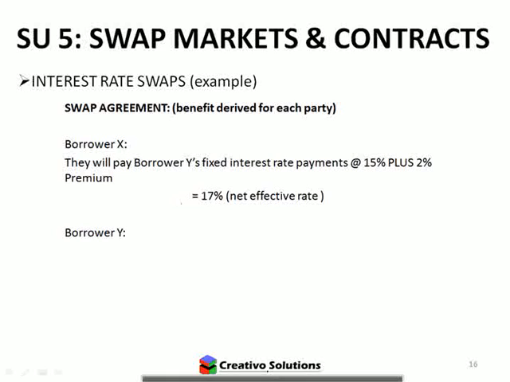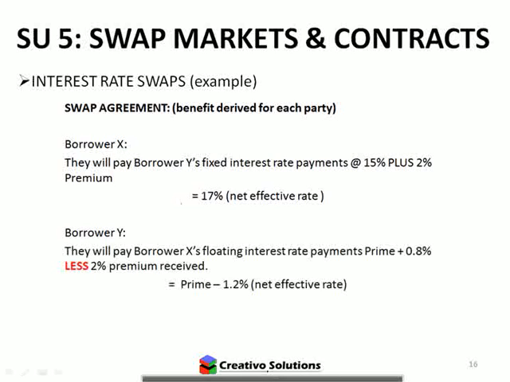Let's look at Y first before we look at the benefits. Y is going to get prime plus 0.8 minus 2%, which is a benefit of how much? I don't know, because I don't know what prime is. You don't need prime. He's paying plus 0.8, so it'd be 1.2. The net effective would be negative 1.2. It's a reduction in the rate that he's going to be paying, so 1.2%. So it's prime minus 1.2%. You've reduced your prime by 1.2%.